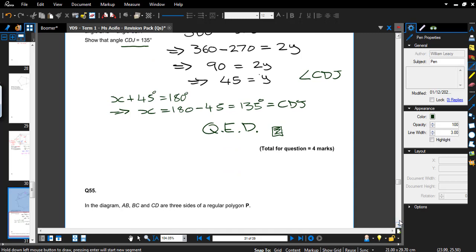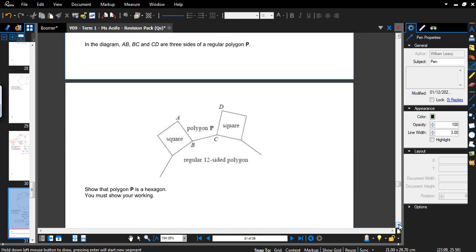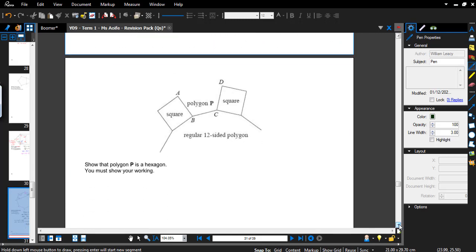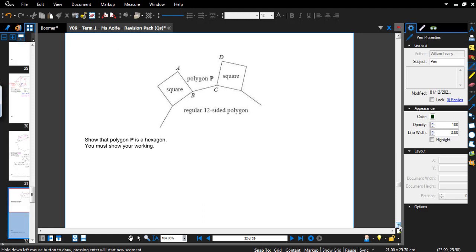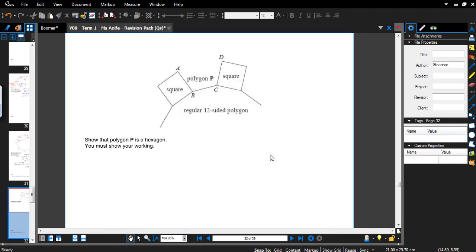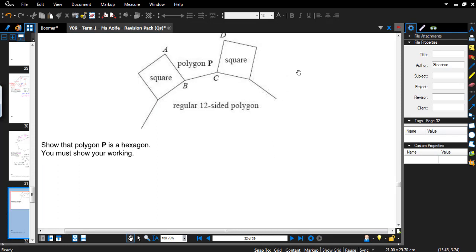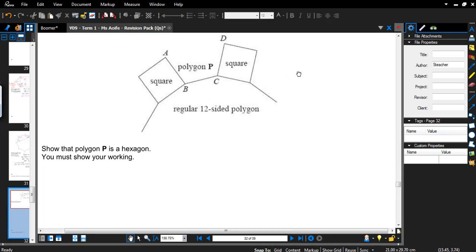Anyway, let's march on. Question 55. The relentless march. Come on. Alright, what do we have to do? Show polygon P is a hexagon. I'm assuming it means regular hexagon. Did I just press print? Sorry. So we have to show that polygon P is a hexagon. It should be a regular hexagon.